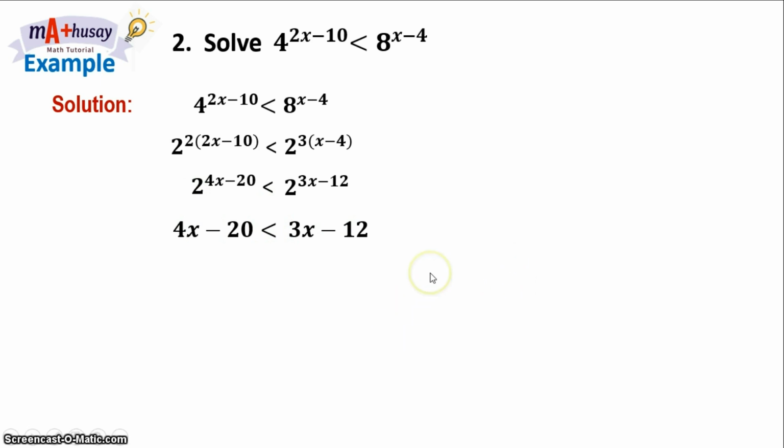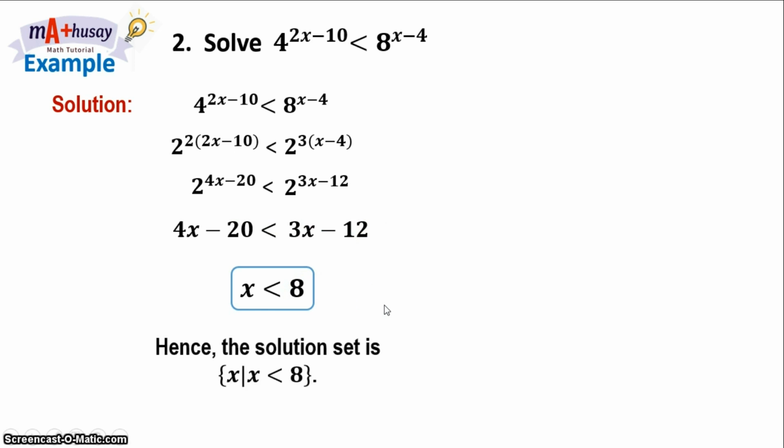Ibig sabihin, nire-retain natin yung ating inequality symbol dahil yung base, which is 2, is greater than 1. So, from here, we solve for the value of x. So, ang value ng x natin ay x less than 8. Bakit man? Dahil, di ba, 4x minus 3x, that's x. So, pag mag-a-add tayo ng 20 sa both sides ng ating inequality, 20 minus 12, which is positive 8. So, lahat ng solution natin ay lahat ng number na mas mababa o mas maliit sa positive 8.